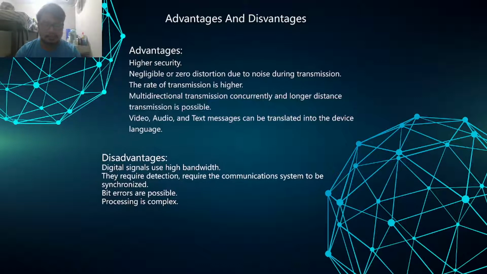Processing is complex. So these advantages give us a proper way to recognize that digital signals can be used properly in a gadget or in a sensor or anything that can be used right now. But the disadvantage shows that it has complexity to be properly used, and those are the advantages and disadvantages of a digital signal.